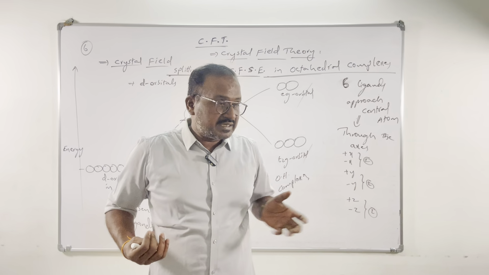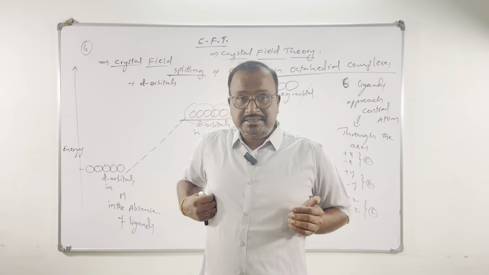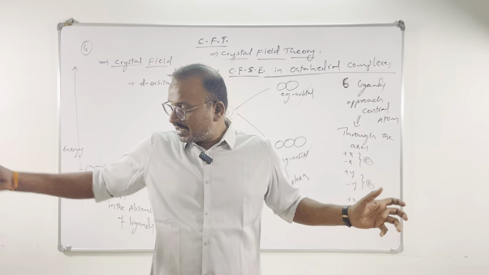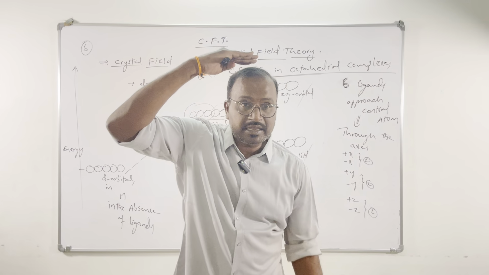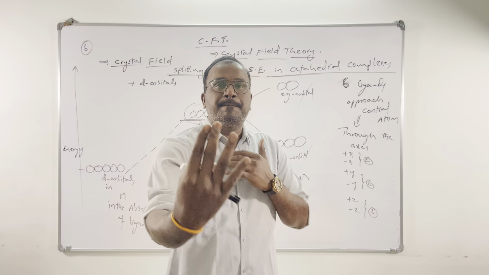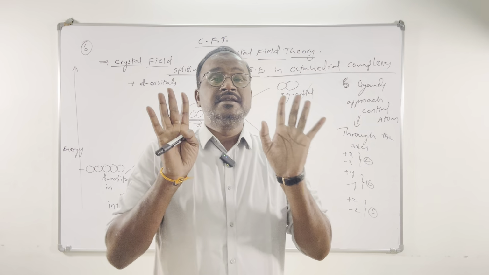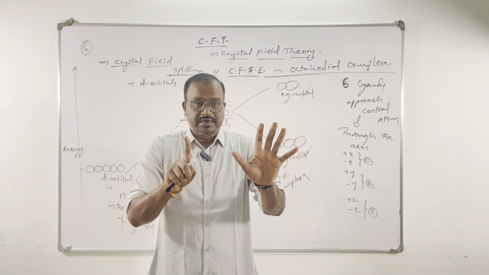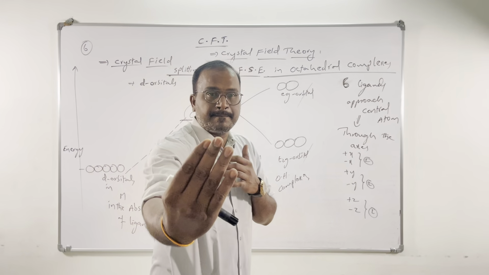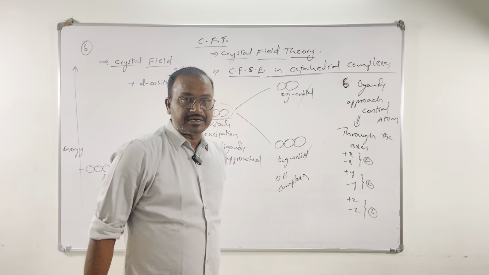The opposite axis will be minus x. One ligand will approach like this, another ligand will approach like this. This will be the plus x axis and the minus x axis. Plus y, minus y, two ligands; plus z, minus z, like this. Six ligands approach the central atom through the axis: plus x, minus x, plus y, minus y, plus z, minus z. So a total of six ligands approach the central atom.